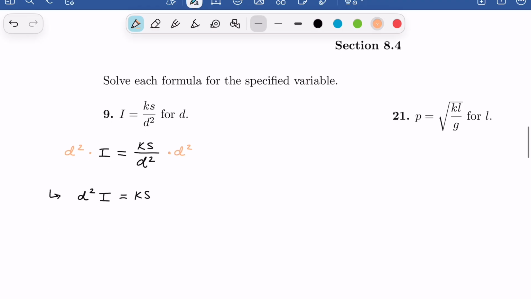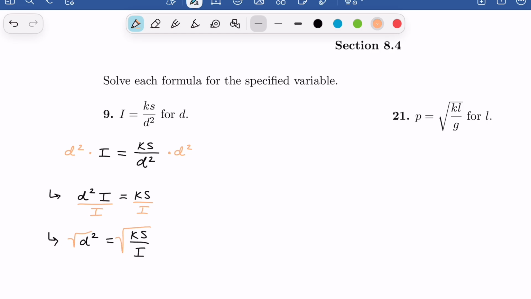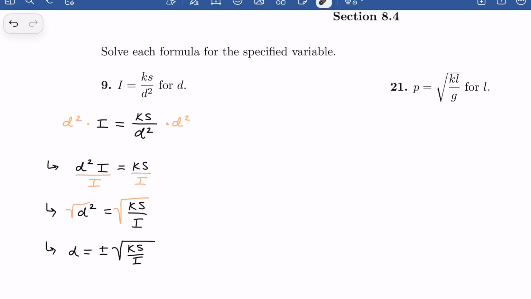Now, like I said, we want to make sure our square term is isolated before we take the square root on both sides. So I'm going to divide both sides of this equation by I. I'm going to end up with d squared is equal to k times s divided by I. All right, so now that we have the square term completely isolated, we can go ahead and use our square root property. I take the square root on both sides of this equation. I'm going to get d completely isolated here. And on the right-hand side of my equation, I'm going to have plus or minus the square root of ks divided by I. So remember, whenever we're using the square root property, we're going to end up with two solutions, and we abbreviate this with plus or minus.